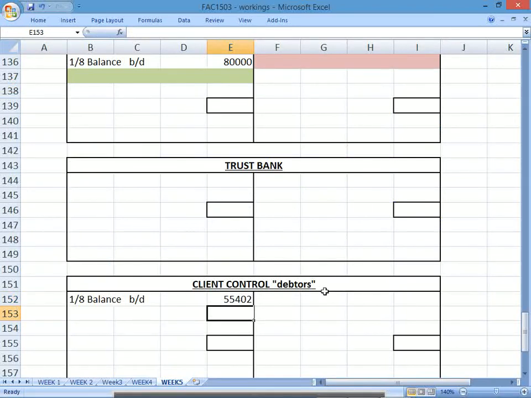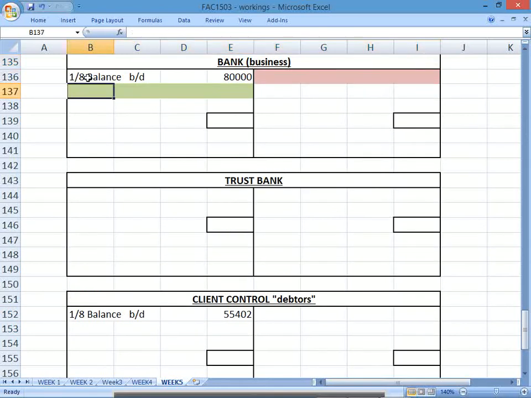Opening balance for the client control. Okay, what did we say the receipt is going to do to my debtors? Decrease. What do we say my receipts are going to do to my bank? Increase. Okay, we're going to show it separately because you've got separate journals here.